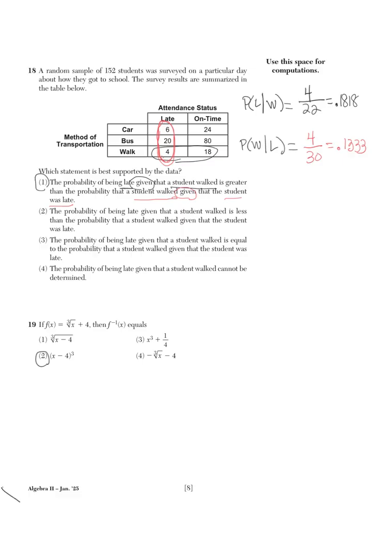Number 19, the answer is choice 2. Okay, remember that this means inverse. And all inverse means is to take your original equation and switch x and y. So in other words, this is y. In the inverse equation, I'm going to make it x. And this is x. In the inverse equation, I'm going to make it y.